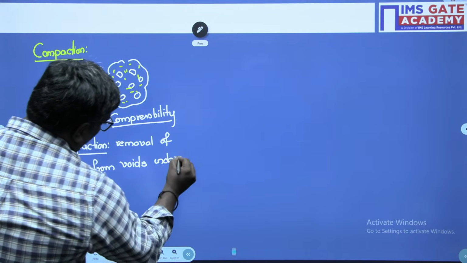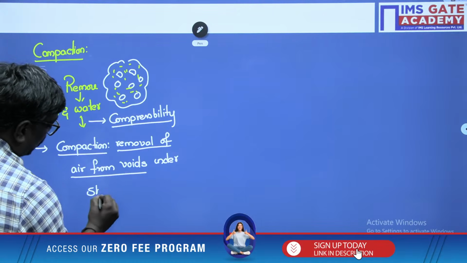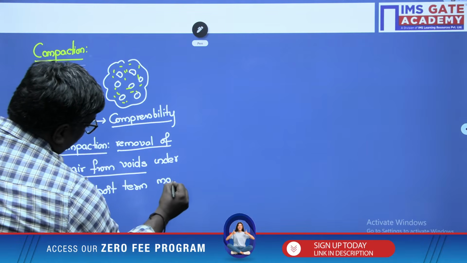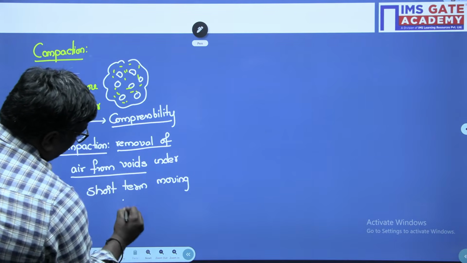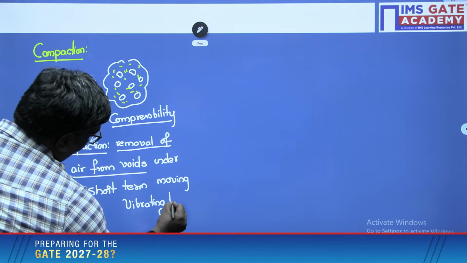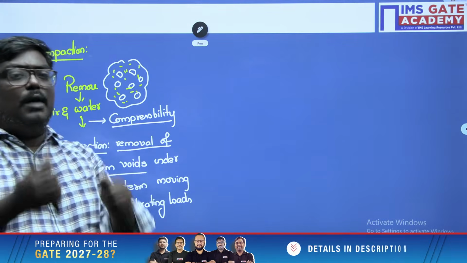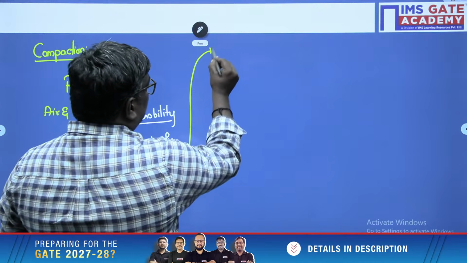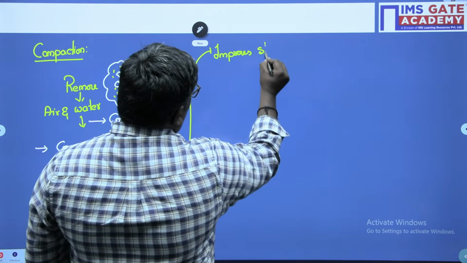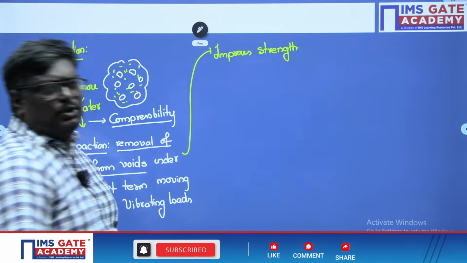Sorry, it is the removal of air from voids under short-term moving vibrating loads. So you do damping and all under short-term moving vibrating loads. Now, my dear students, you can ask me, if you do compaction, what will happen? It improves the strength of the soil. Basically it improves shear strength.